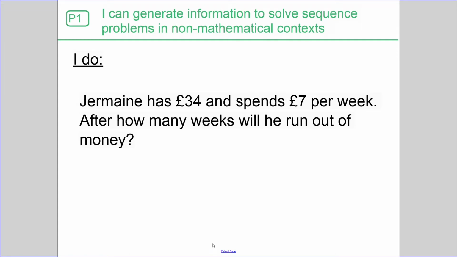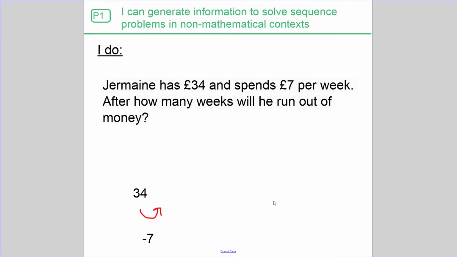Jermaine has £34 and spends £7 per week. After how many weeks will he run out of money? So as you can see, Jermaine has £34 and he spends £7 per week. So we're going to create a sequence and our beginning point is going to be 34. Once we've done that, we can see that he's spending £7. Spending means that we're subtracting, so we're going to write down we're subtracting 7.